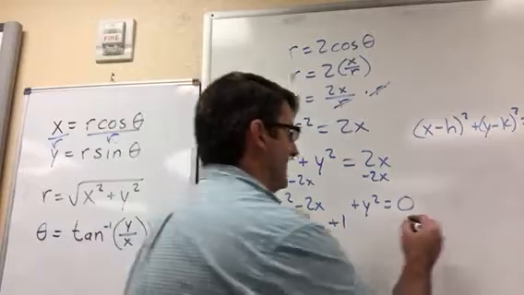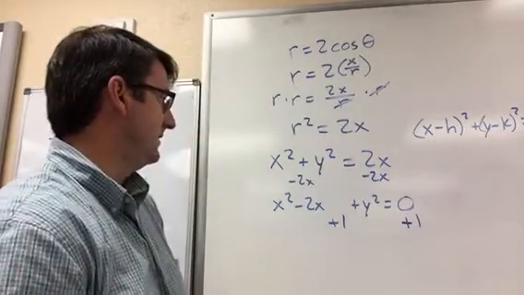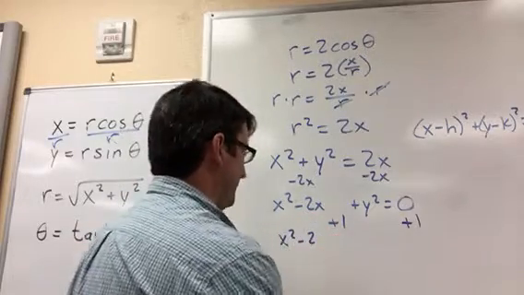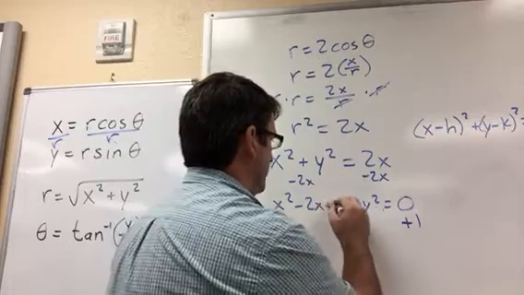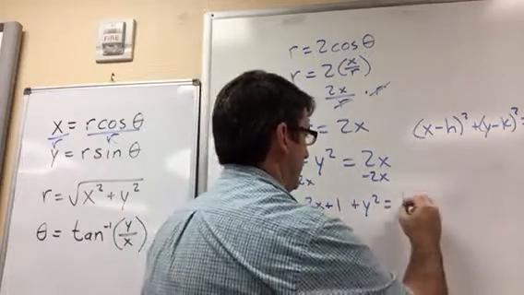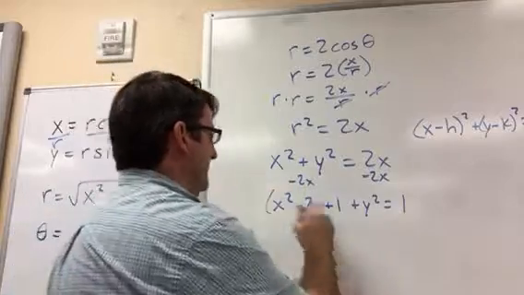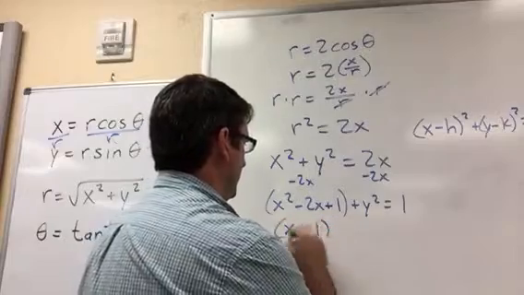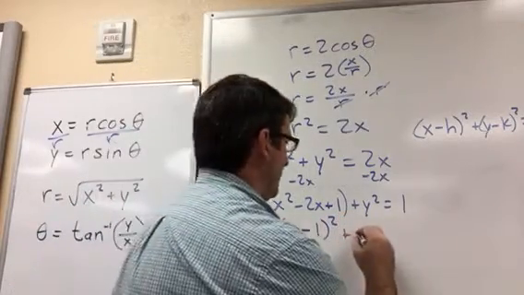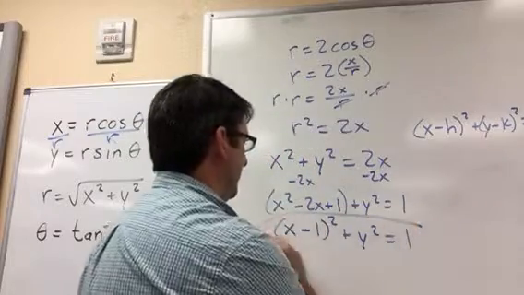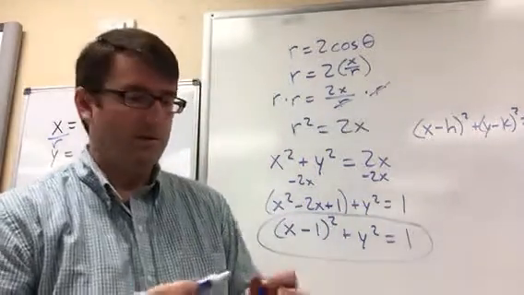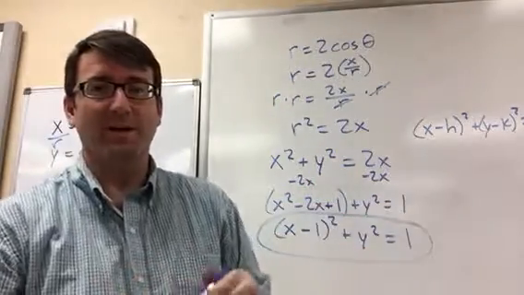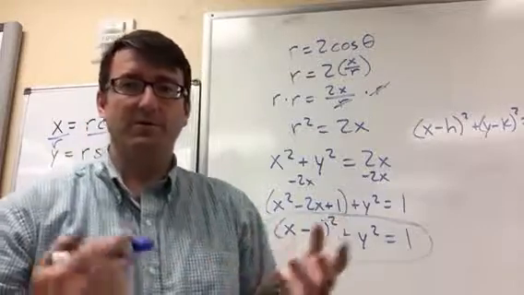And then if we add 1 to this side of the equation, we have to add 1 to the other side as well. And so we get x squared minus 2x plus 1. Let me just write this in here. And so this now factors down to just x minus 1 squared plus y squared equals 1. And that's the equation that we found through graphing. So this is the algebraic way of doing it. It's a little more complicated. Either way will get you full points on the exam.